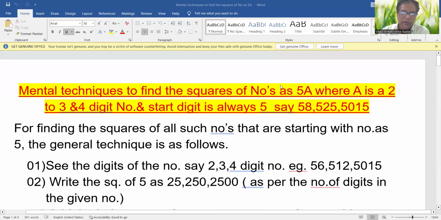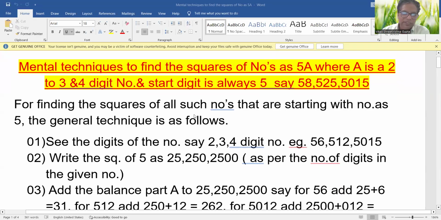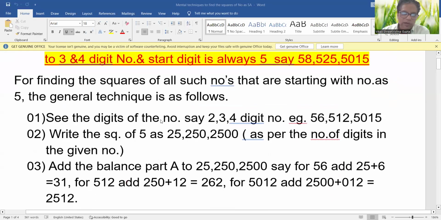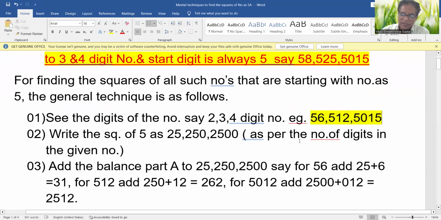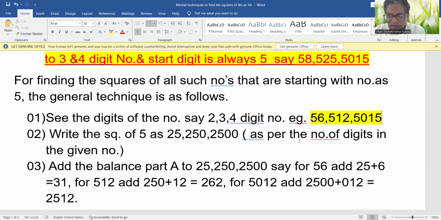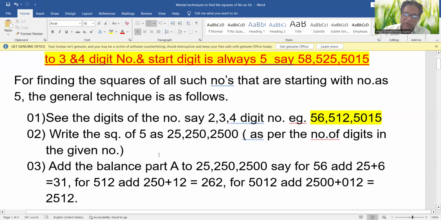Now, for finding the square of all the numbers starting with 5, the general technique is as follows. The number can be a 2-digit number, 3-digit number, 4-digit number. It can be any digit number. I'm taking up to 4-digit numbers. Say 56, 512, 5015. You see here, all the numbers have 5 as the first digit. 56, 512, 5015, again 5. But they are different digit numbers. 56 is a 2-digit number, 512 a 3-digit number, 5015 a 4-digit number.